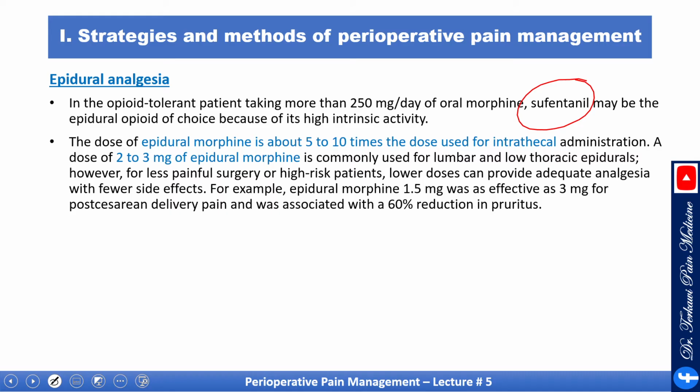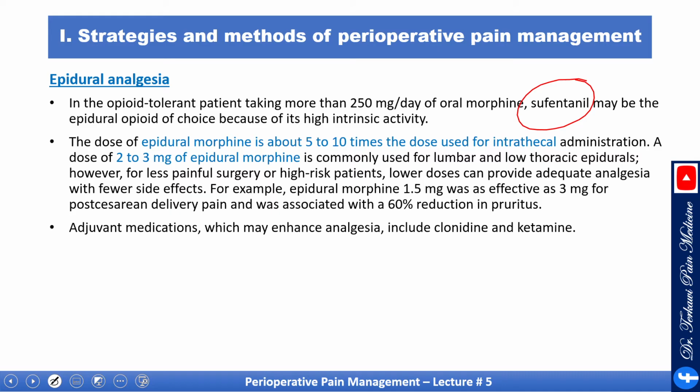However, for less painful surgery or high-risk patients, lower doses can provide adequate analgesia with fewer side effects. For example, epidural morphine 1.5 milligram was as effective as 3 milligram for post-C-section pain and was associated with a 60% reduction in pruritus.